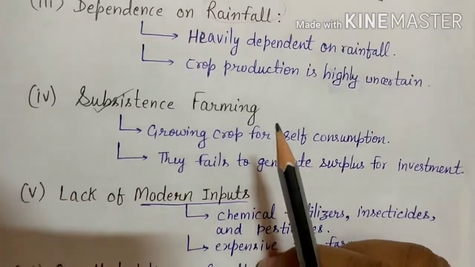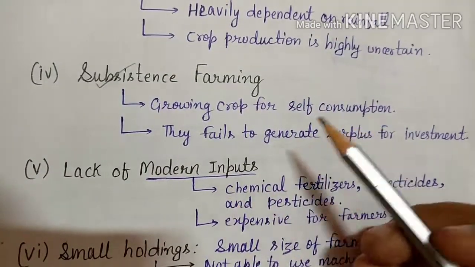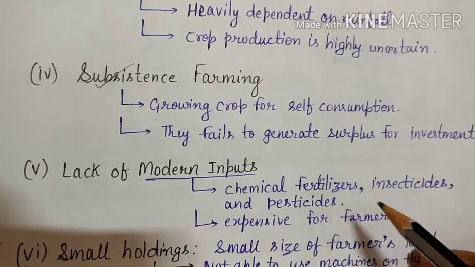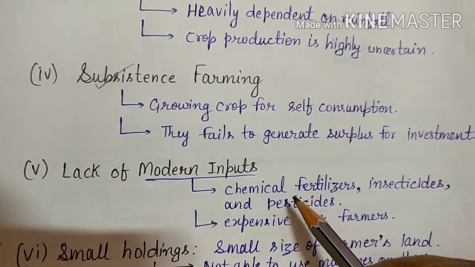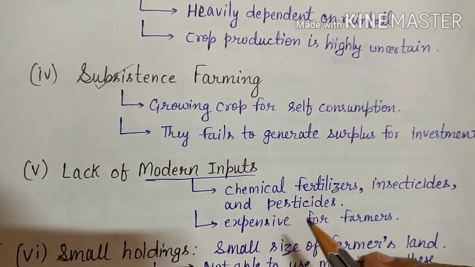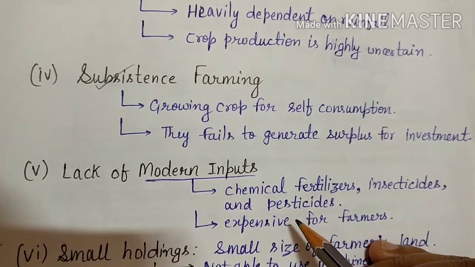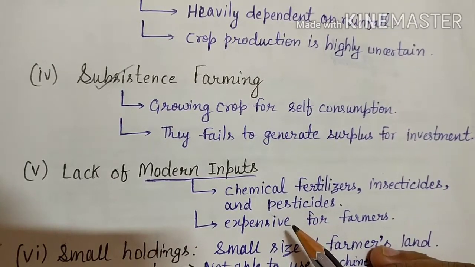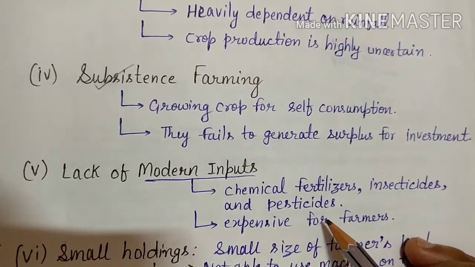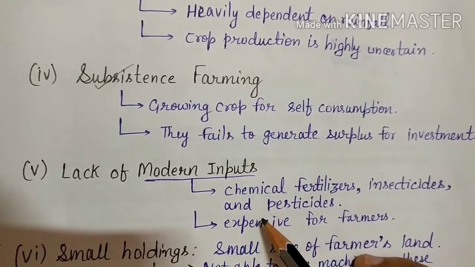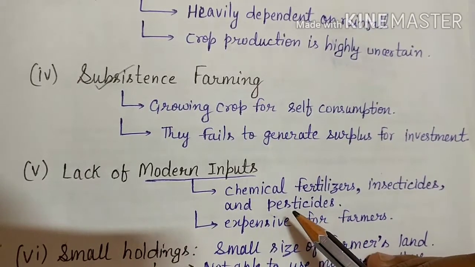Then comes what? Lack of modern inputs, modern technology, you can say modern inputs like chemical fertilizers, insecticides and pesticides, as these are expensive, because our farmers are poor. So they can't afford to purchase these types of chemicals. So this leads again to low growth of crops.